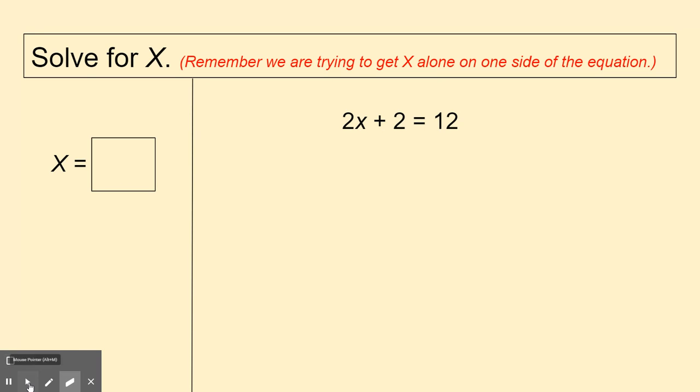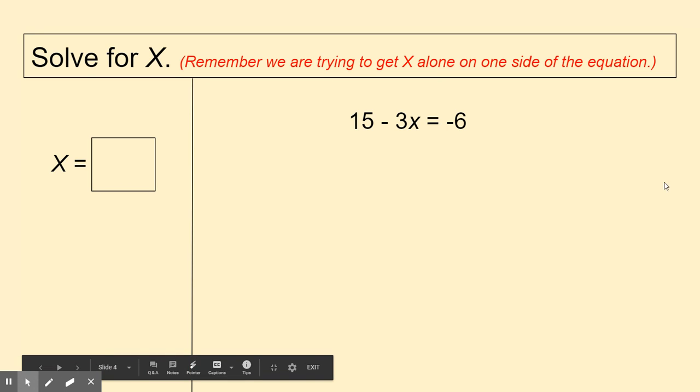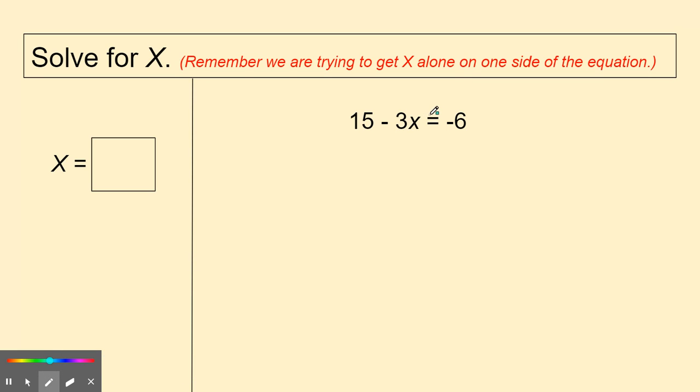Erase that really quick. Now our next practice problem. We're going to start off by drawing the line down the equal sign again to separate them into two halves. Now we need to try and get x alone on one side of the equation. Our equation says 15 minus 3x equals negative 6. So let's take a look at this 15 minus 3x. Our goal is to get this x alone.